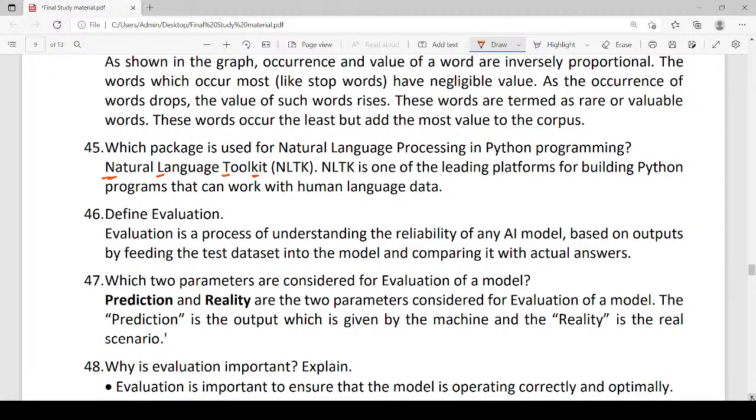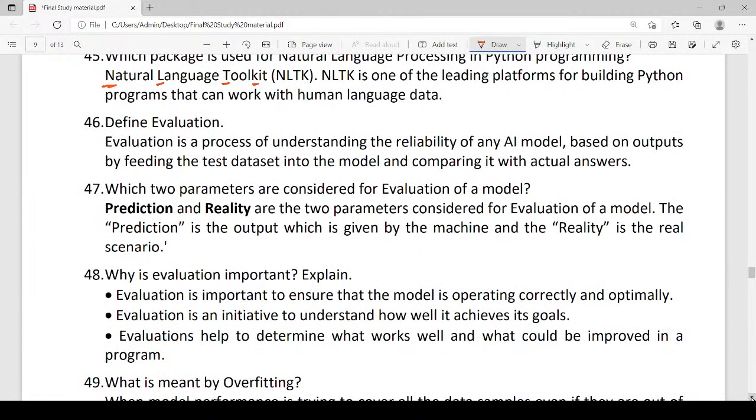You may be asked questions relating to this. Now, why is evaluation important? Because we need to check whether your model is working correctly, and it is going to help us understand how well the model is working and what improvements are required. So it is important to evaluate a particular model.